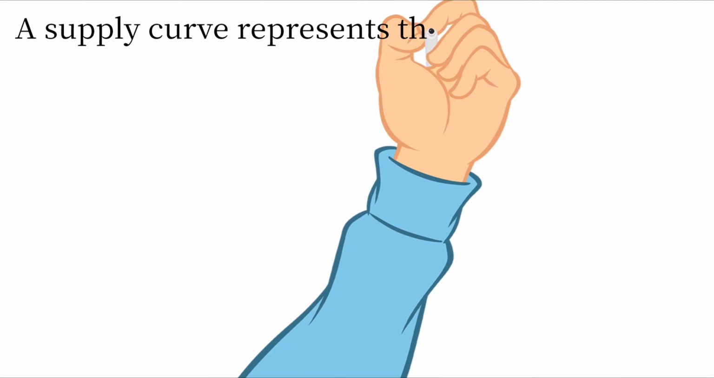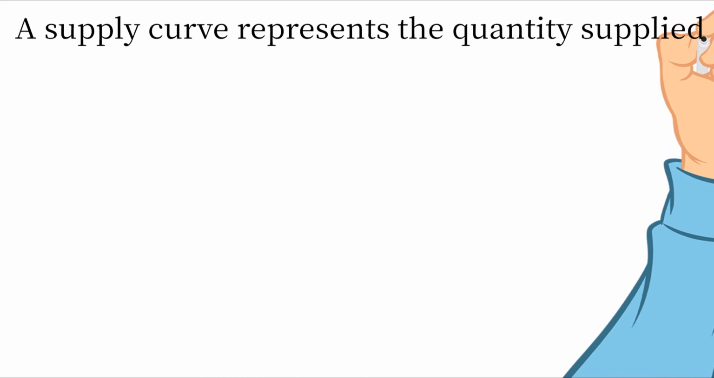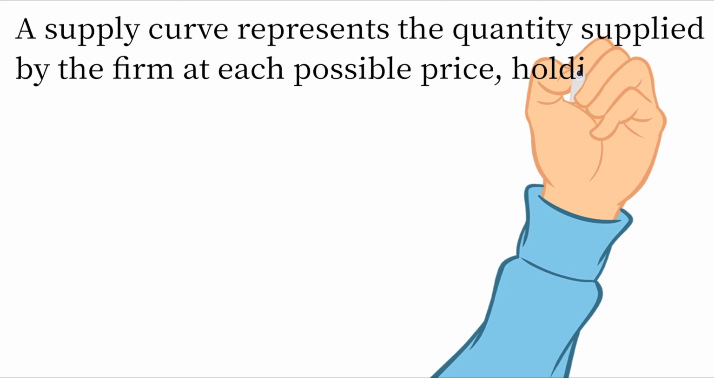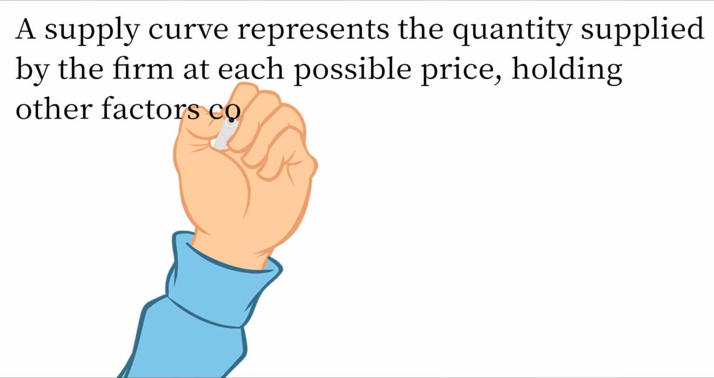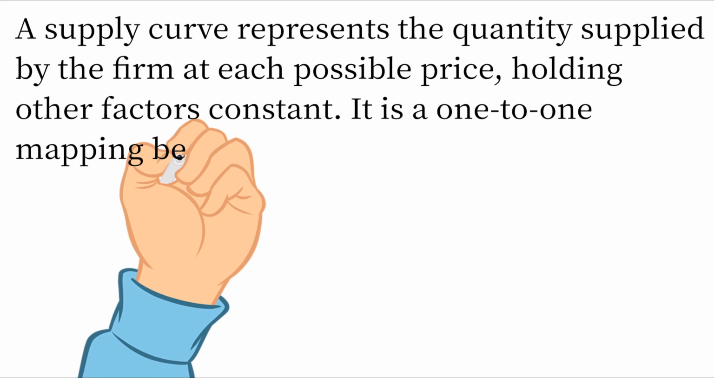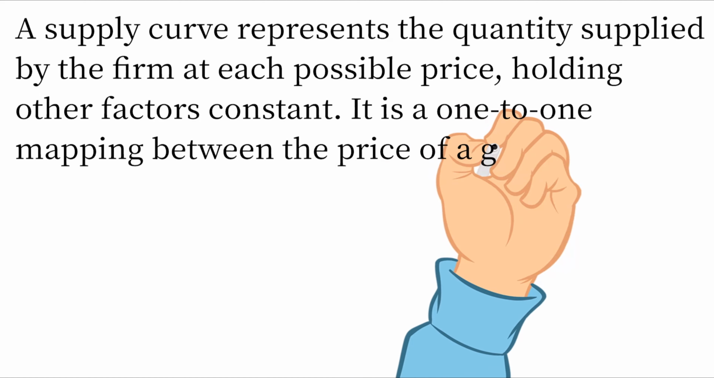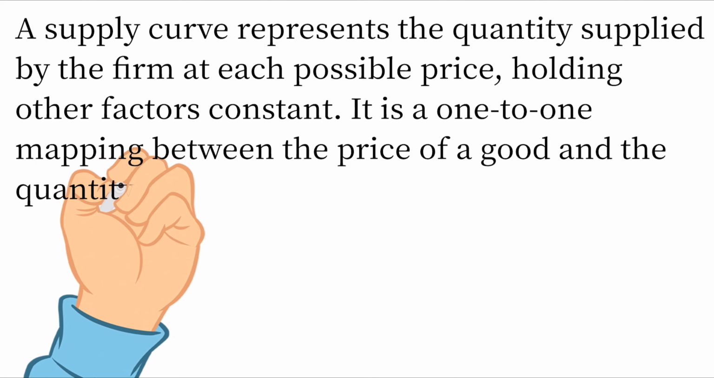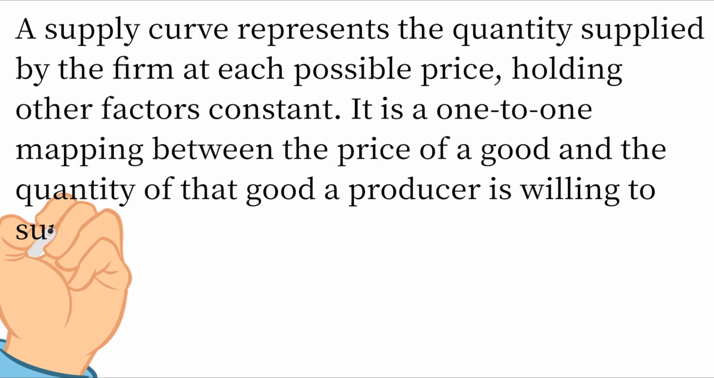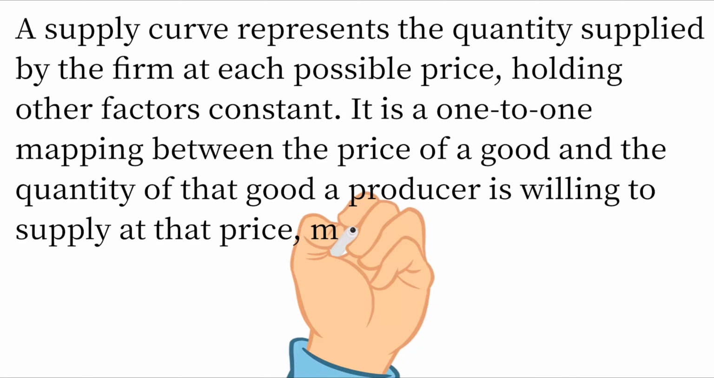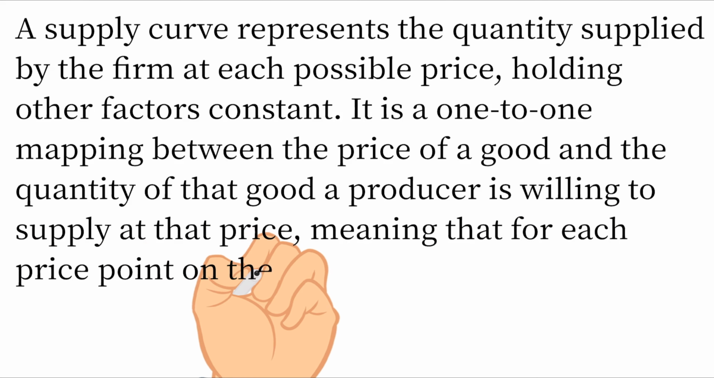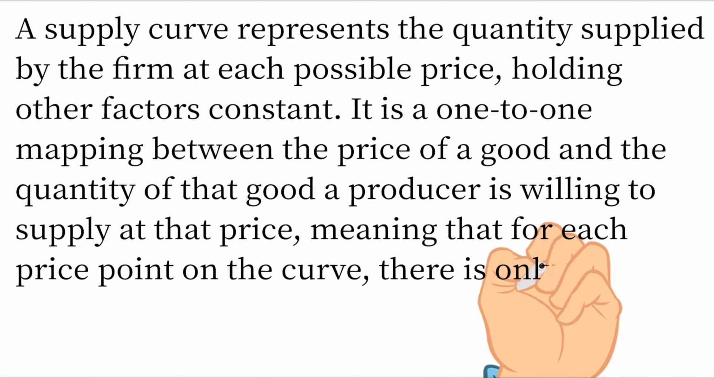A supply curve represents the quantity supplied by the firm at each possible price, holding other factors constant. It is a one-to-one mapping between the price of a good and the quantity of that good a producer is willing to supply at that price, meaning that for each price point on the curve, there is only one corresponding quantity supplied, and vice versa.